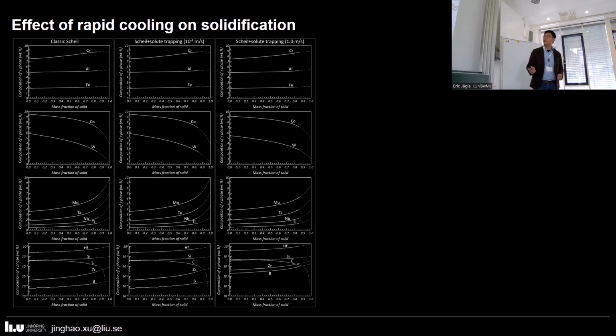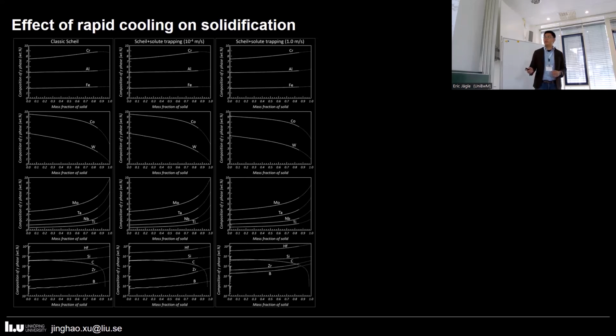The classic shell and the solute trapping at a very wide range of solidification rates: 10^-4 meter per second, which is equivalent to the directional solidification used for producing single crystal superalloys, and 1.0 meter per second, which is equivalent to the LPBF process. There are some features. First of all, the profile looks different, and second, the absolute values of the partitioning coefficient are different. And here I did this.